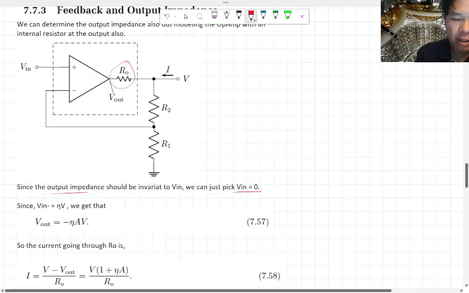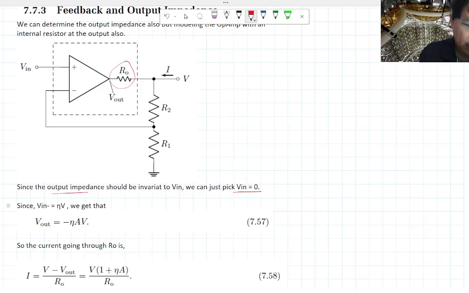So we're just going to pick Vn equal to 0, since V minus is eta times V. We're also going to change the language a little bit because V out is actually the output of the operational amplifier inside. And then V here, unfortunately, we can't say V out, so we're just going to call that V. This is the real output that you actually see on the outside. So V out here is going to change by negative eta times the open loop gain, times whatever V has to be.